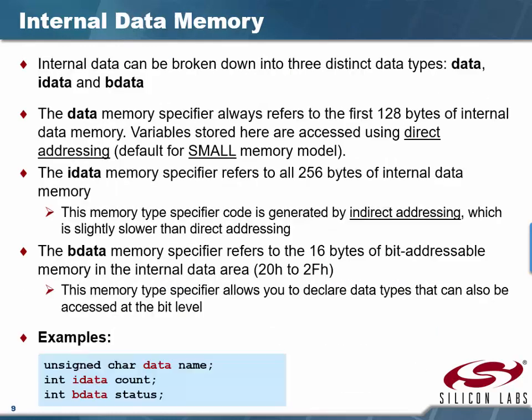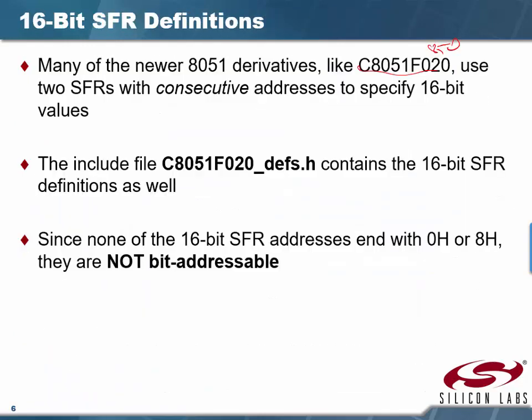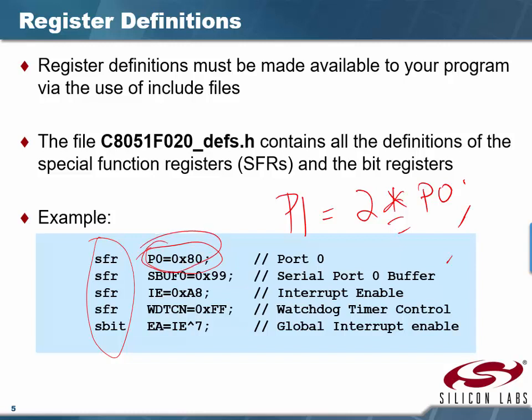For example, port 0 is an 8-bit address, and it's at location 80. Now, one of the key advantages of using this include file is you don't have to remember where all these special function registers are in that set. So we know that the interrupt enable is at address A8. If you remember back in our early days, those special function registers all had addresses. And EA, for example, is in the IE register, bit 7. So that's an sbit.